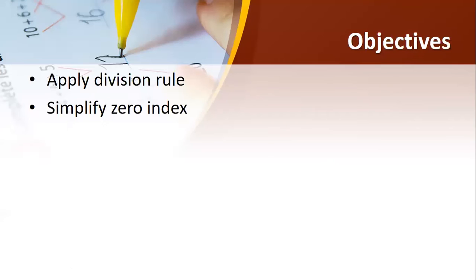What are the objectives for today's lesson? At the end of today's lesson, you should be able to apply division rule when simplifying indices, and you should be able to solve zero indices questions. These are the two things that we want to achieve today.